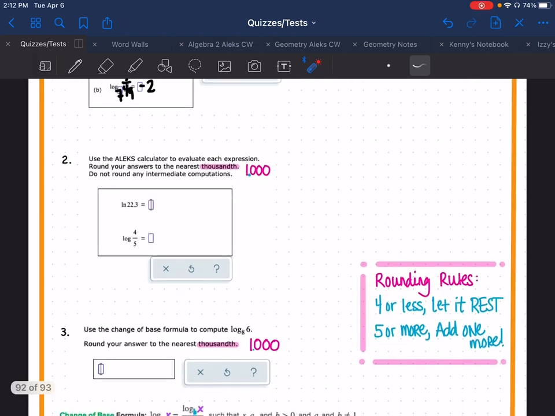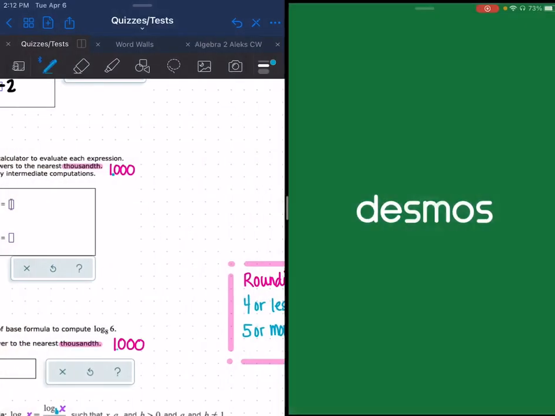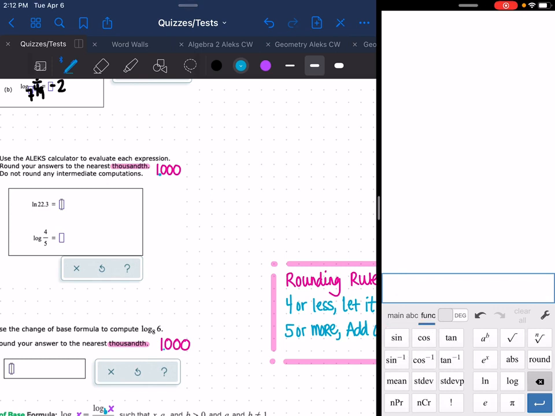Now, question number 2 is asking us to round. It is asking us to use the Alg2 calculator, and then it wants us to round to the nearest thousandth. Now, I can't show you the Alg2 calculator, but what I can show you is the Desmos calculator. So let me go ahead and grab that Desmos calculator. Let me put it over here. There we go. So remember, in the functions part is where I can find my natural log and my log.